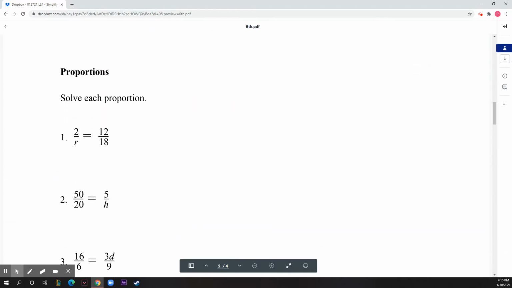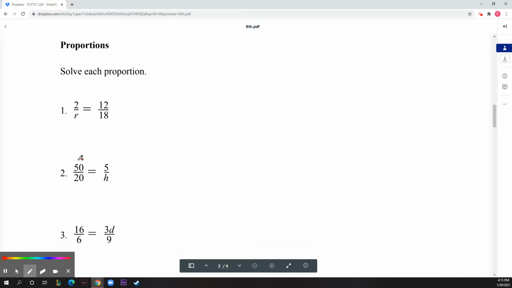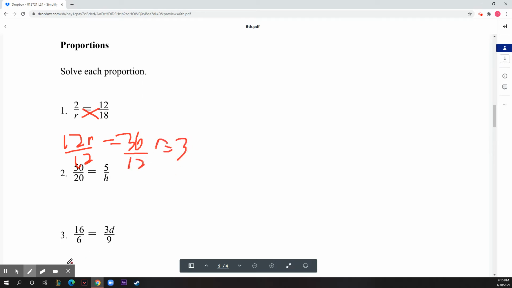The second section is proportions. Okay, when you're doing proportions, what you want to do is cross multiply. So it's r times 12 and 18 times 2, which means 12r is equal to 18 times 2, which is 36. Okay? And then you divide by 12, divide by 12. So you get r is equal to 3. And so that's one way to do proportions.